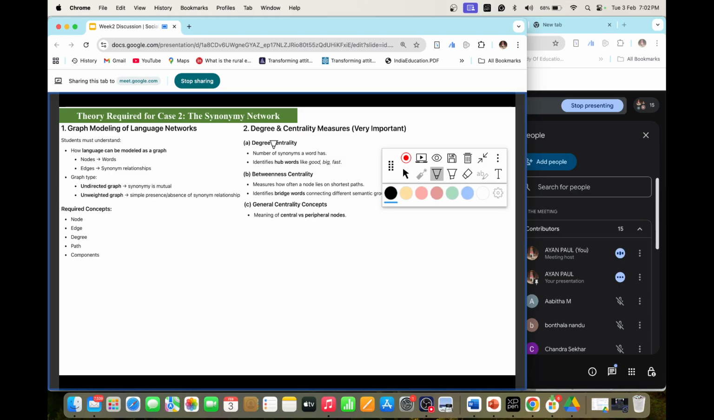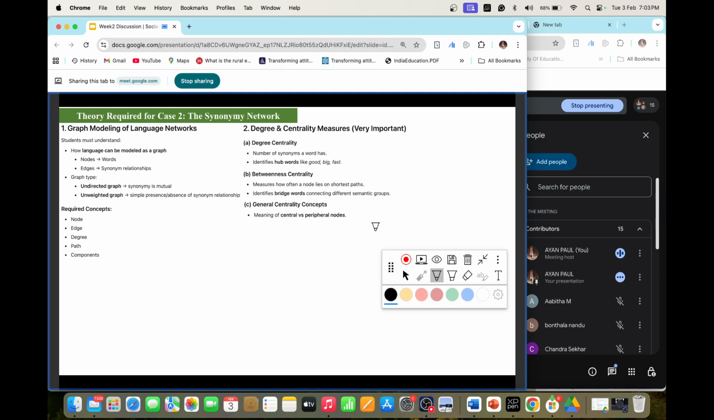Degree and centrality: the number of synonyms a word has identifies how words like good, big, fast, etc. are central. Betweenness centrality measures how often a node lies on the shortest path, identifying bridge words connecting different semantic groups. And then the general centrality concept: the meaning of central versus peripheral nodes.